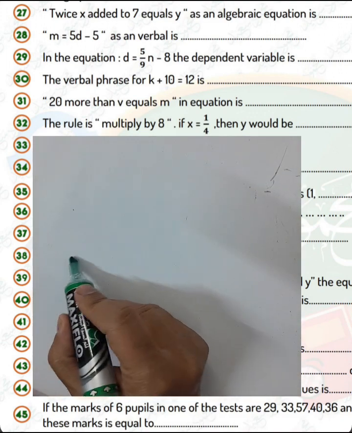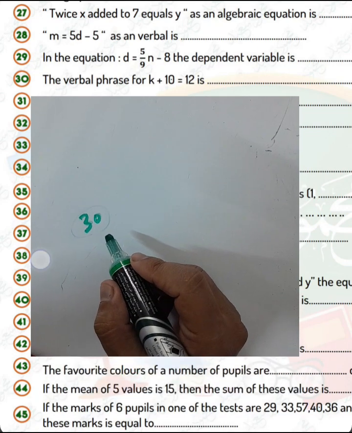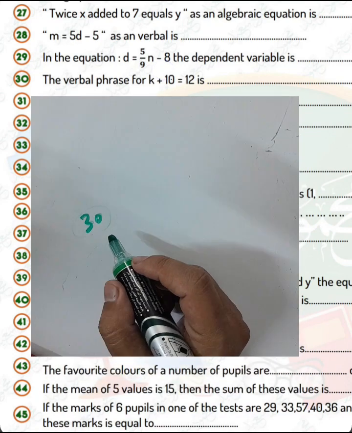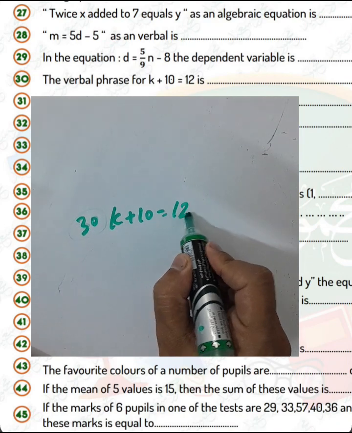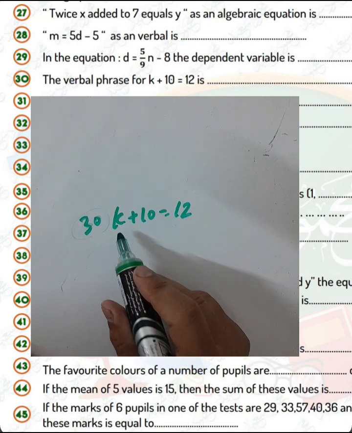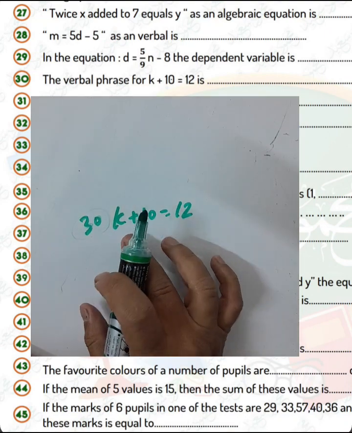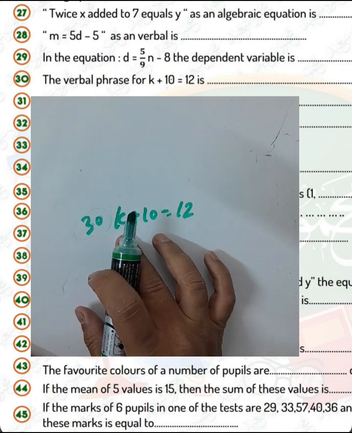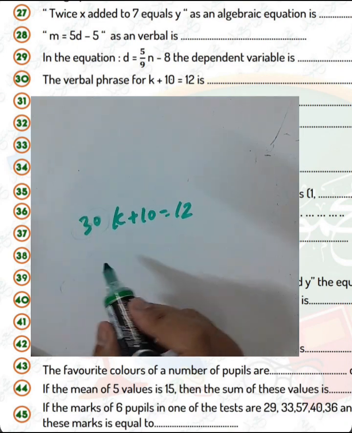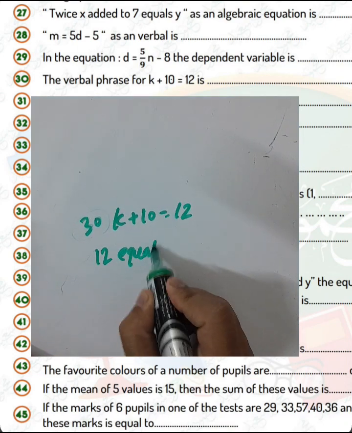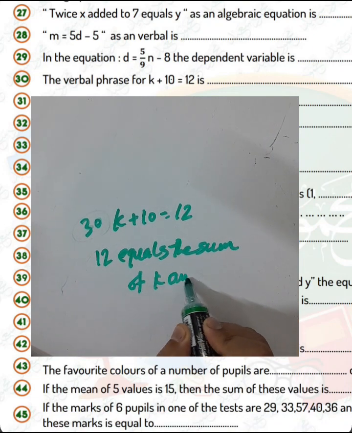Question 30. The verbal phrase of k plus 10 equals 12. k plus 10 equals 12. We can write 10 more than k equals 12, or the sum of a number k and 10 equals 12. We can write 12 equals the sum of k and 10.